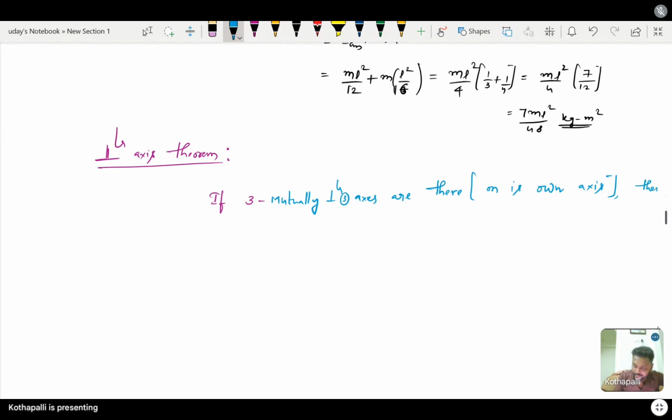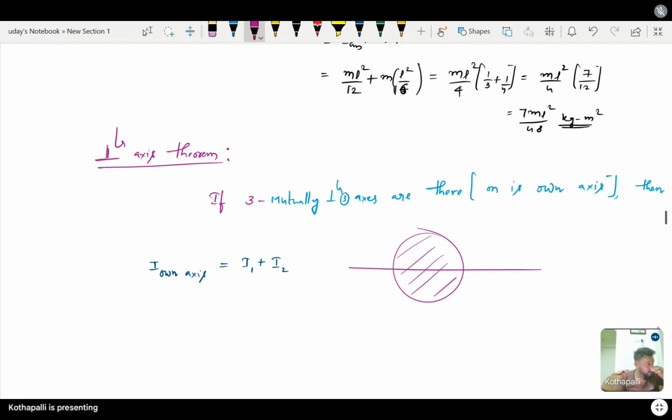Then I about own axis must be equal to I1 plus I2. Let me take one condition as an example. There is a ring or disc. One axis is passing through the center of mass along x, one axis is passing through the center of mass along y, and one axis is passing through the center of mass perpendicular. This is z. For this case we write Iz is equal to Ix plus Iy.